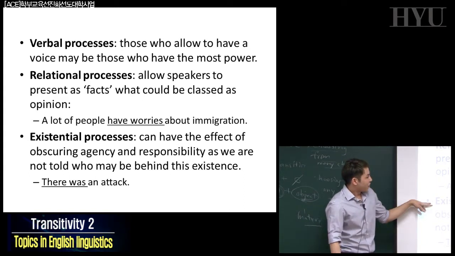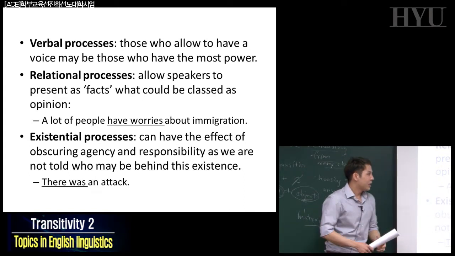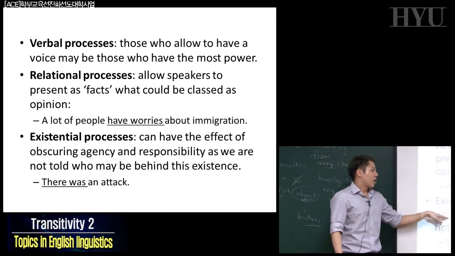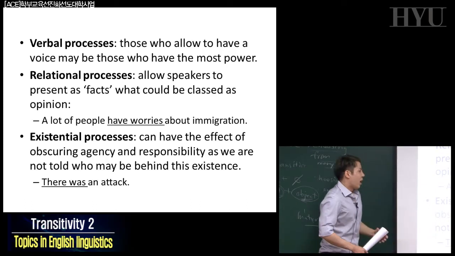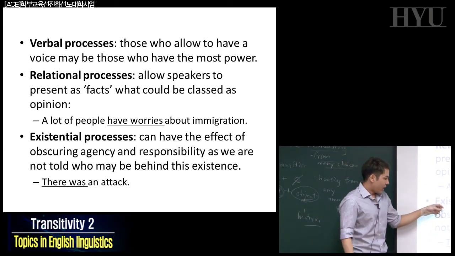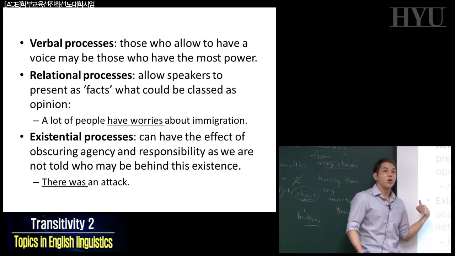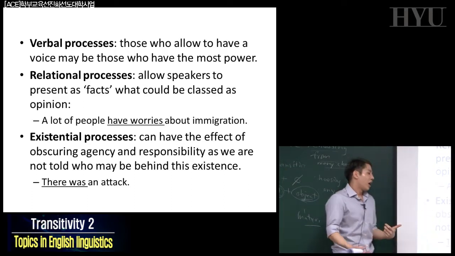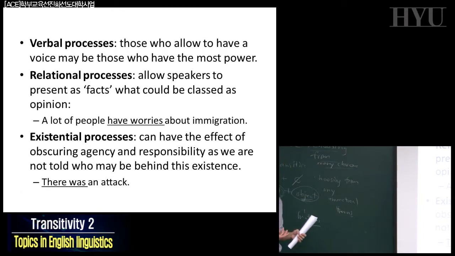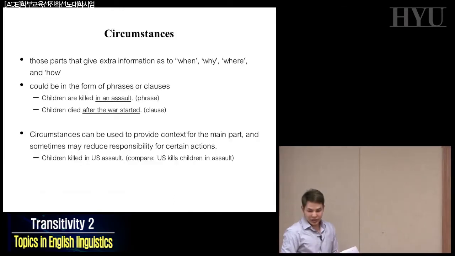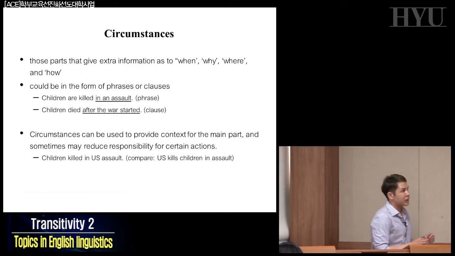Okay? And for the last one, existential processes can have the effect of obscuring agency. So obscure is making vague, right? The agent will be made vague because you just have a noun. There was an attack. We don't know who attacked whom or why the attack happened and so on. Okay? So these are all the interpretations that you can do when you see processes.